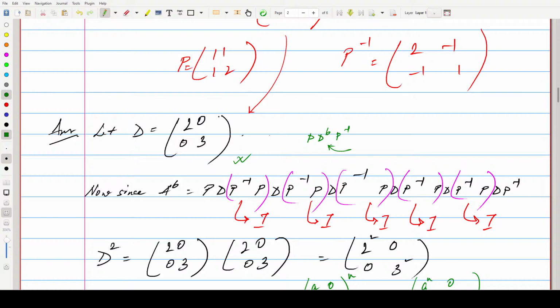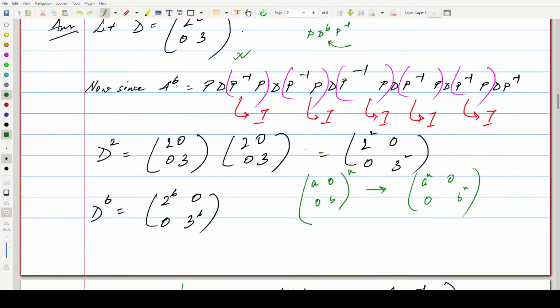So what is happening is, since these two are adjacent, we are essentially taking two adjacent P inverse and P, and then we are converting that. So okay, that's I. We are doing it this way. Does that make sense? Yeah, it's clear now. Okay. All right.